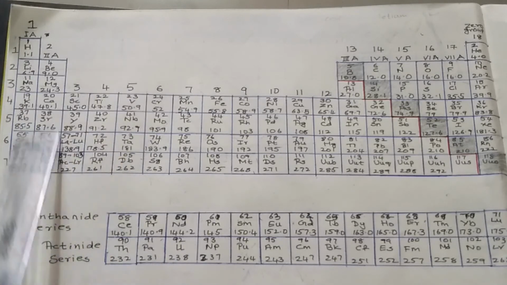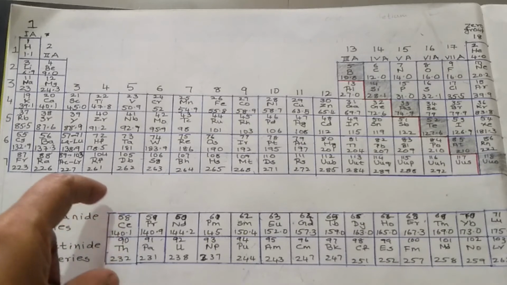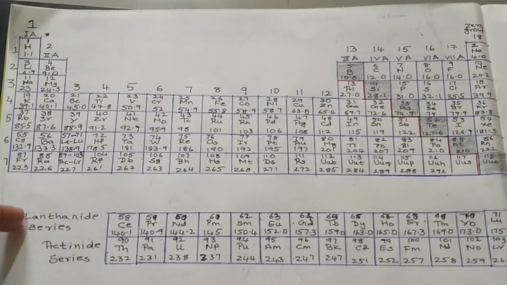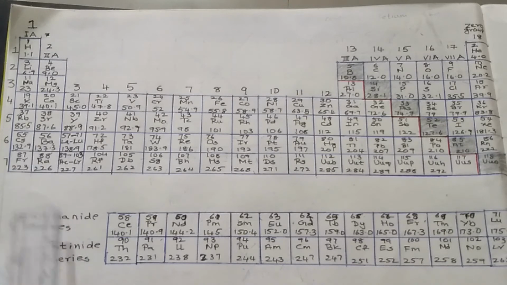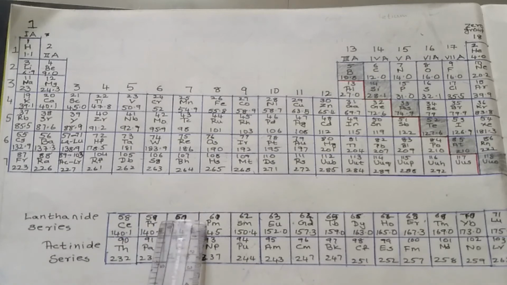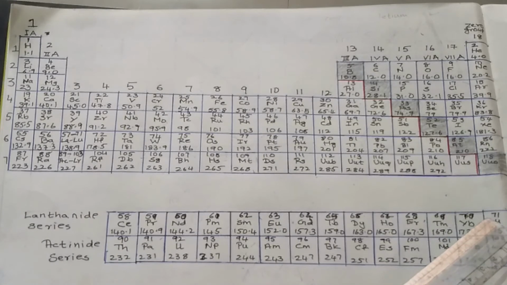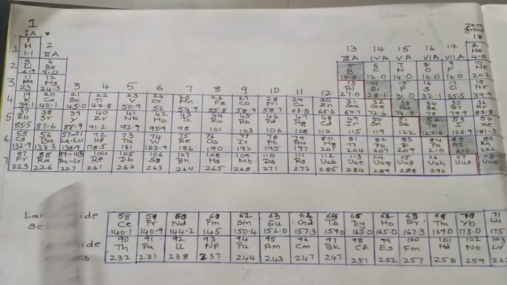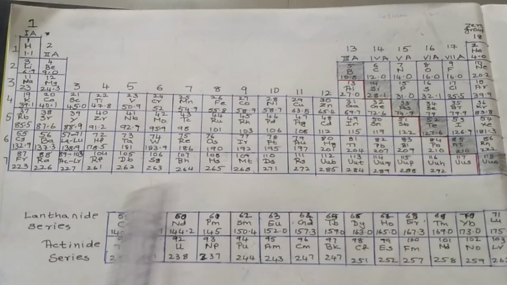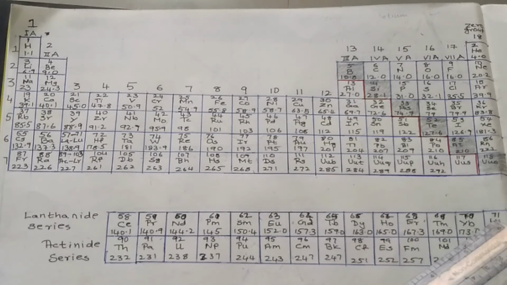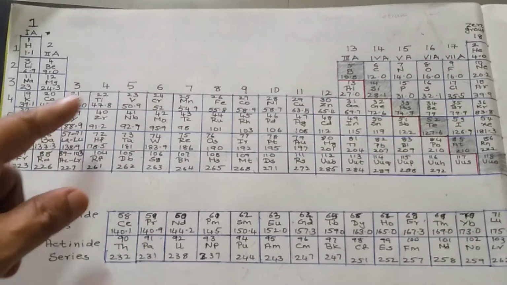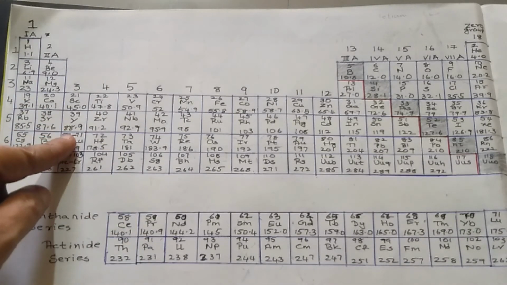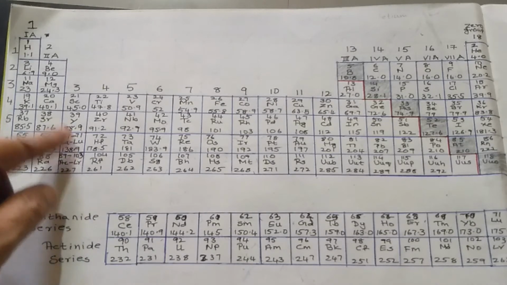Other than these 7 rows, there are 2 separate rows at the bottom of the modern periodic table, which are known as the lanthanide series and the actinide series. If you see over here, lanthanum, that is 57. After 57, which atomic number comes over here? 58, 59, 60, 61 till lutetium, that is 71. The lanthanide series is from cerium to lutetium, that is from atomic number 58 to atomic number 71, which comes after lanthanum. You can see over here 57 to 71, which is kept separately at the bottom. Actually it should come over here 57, 58, 59, 60 and so on, but it is kept separately.